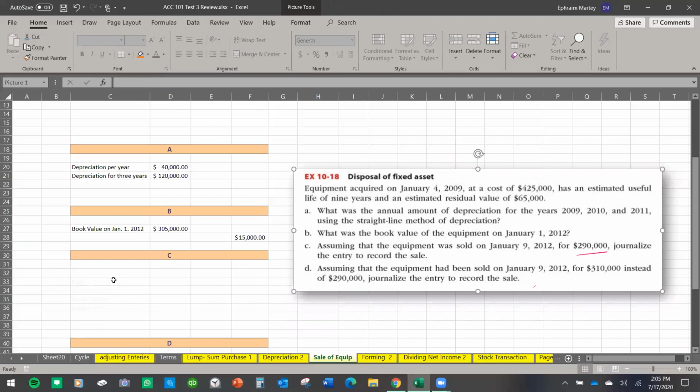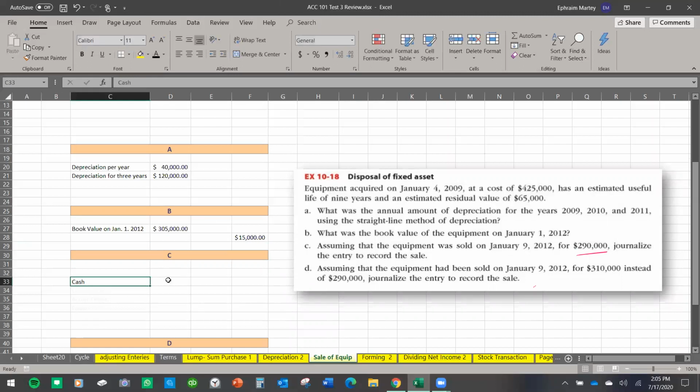So now, what am I receiving? You are receiving cash, and the cash is an amount of 290,000. Okay, what are you selling? You are selling equipment. Remember, equipment is always debit, but because we are getting rid of it, we are going to credit it. That's 425,000. The reason we use 425,000 and not the book value is that in our books, we have equipment worth 425,000. So that's what we want to get rid of. But we also need to get rid of the accumulated depreciation, which is 120,000.